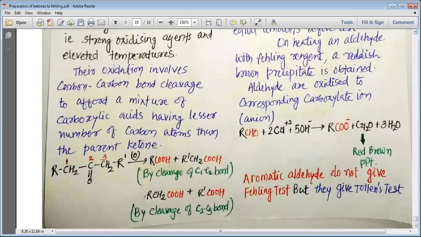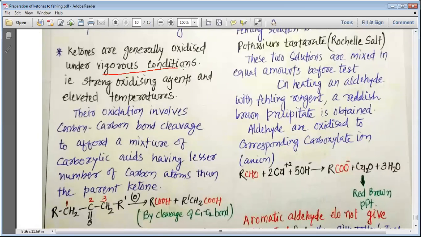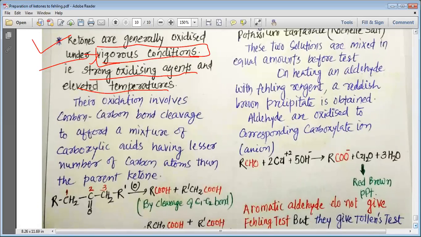Ketones are generally oxidized under vigorous conditions only. Vigorous conditions means the conditions of higher temperature and pressure, that is, strong oxidizing agents and elevated temperatures. So whenever you want to do the oxidation of ketones, you will have to create these vigorous conditions, which are the strong oxidizing agents and elevated temperatures.